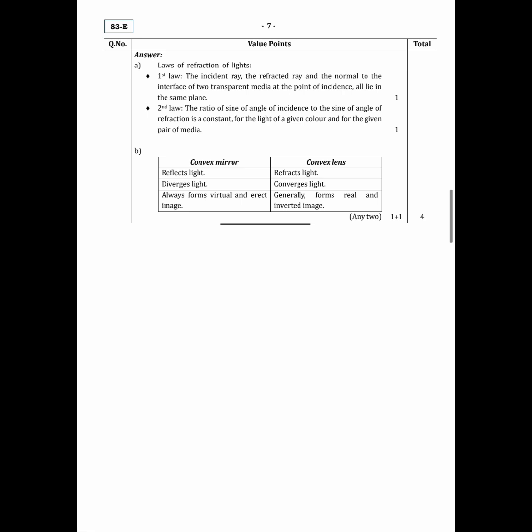Second law: the ratio of sine of angle of incidence to the sine of angle of refraction is a constant for the light of a given color and for the given pair of media.